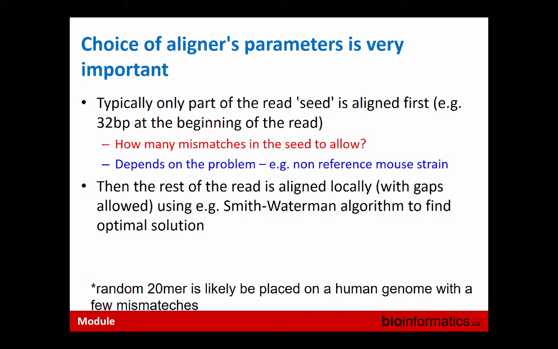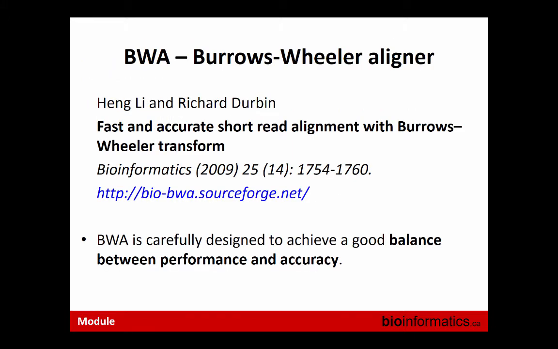So we look at the tail of the read after we align the seed, and sometimes the seed aligns in multiple locations. Then we use the rest of the read to place it better. So that's what happens. This is a publication, the reference for you if you would like to check it out, BWA. And as I mentioned, it has a good balance between accuracy and speed.